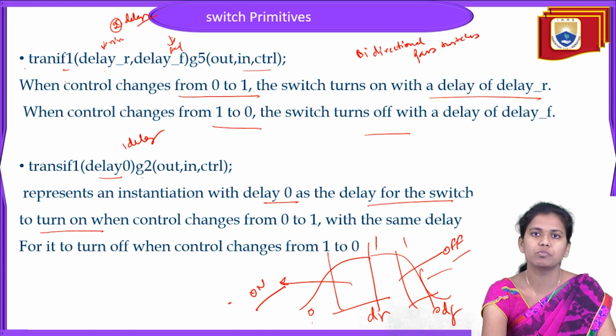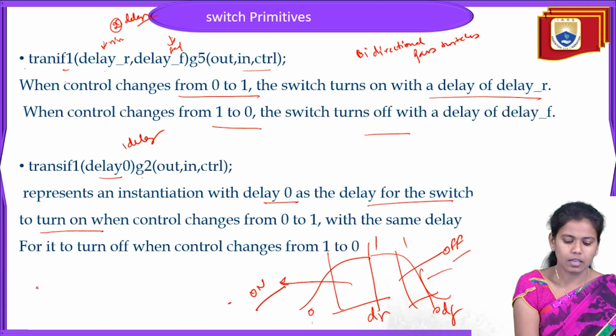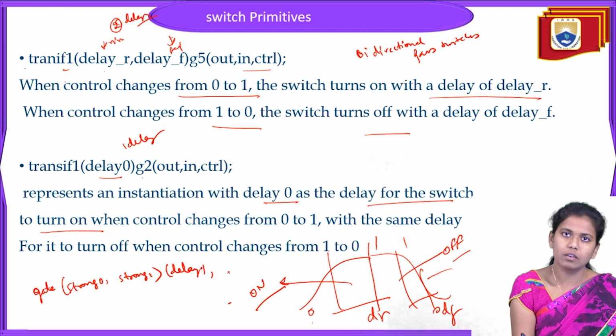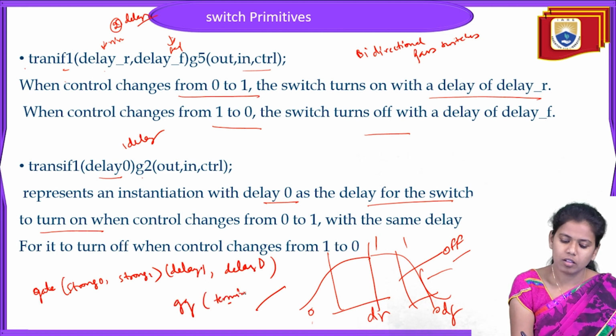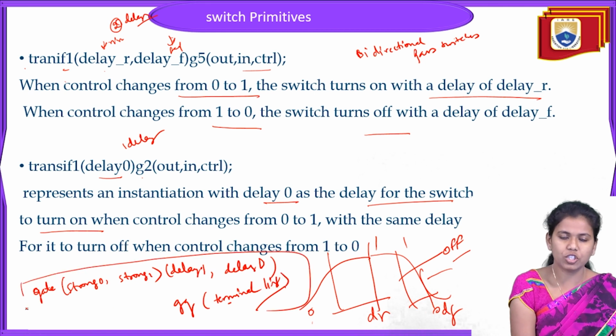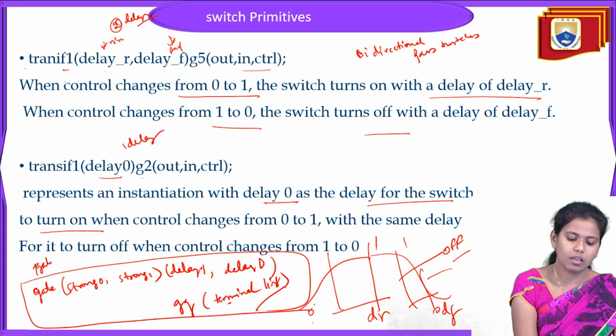So in the bidirectional pass switches, there is no need to represent or initialize the signal strength. Okay, only with respect to the gate primitives, the signal strengths would be initialized. How? Like gate strong 0 or strong 1, and then delay 1 and delay 0, and then goes with the gate and then the terminal list. Okay, so this is how the instantiation takes place with respect to the gate primitives.